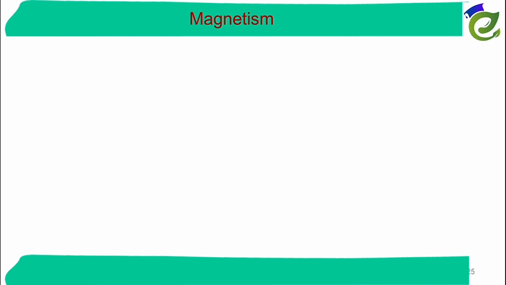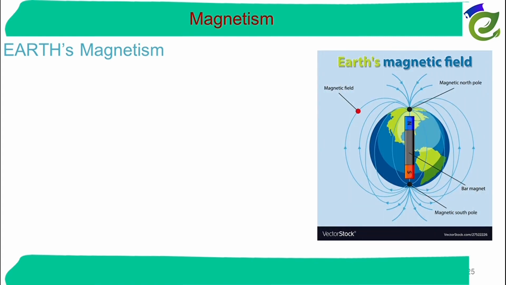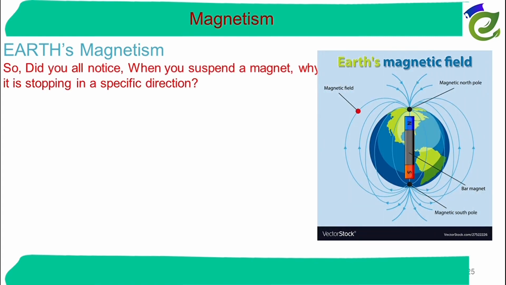Now we enter another interesting subtopic, that is Earth's magnetism. In the directive property, we learned that when you suspend a magnet, it places itself in such a way that it points towards the north-south direction of the Earth. Did you ever wonder why this happens? Why only this north-south direction? All this you'll be learning in Earth's magnetism.